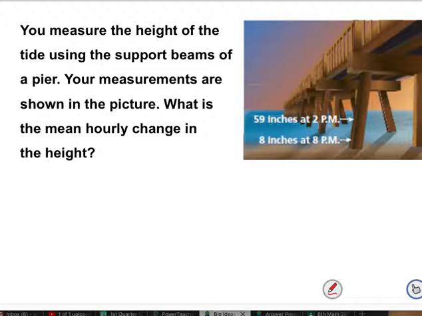Okay, let's see what we can do with this stuff. We're going to apply it. Real world application, as in story problem. You measure the height of the tide using the support beams of the pier. Your measurements are shown in the picture. What is the mean hourly change in height? Okay. I've got 59 inches and I've got 8 inches. To get the mean, don't I add the data together and divide by the number of entries? Yeah. But this is talking about hourly, so I'm going to have to divide by the number of hours being represented.